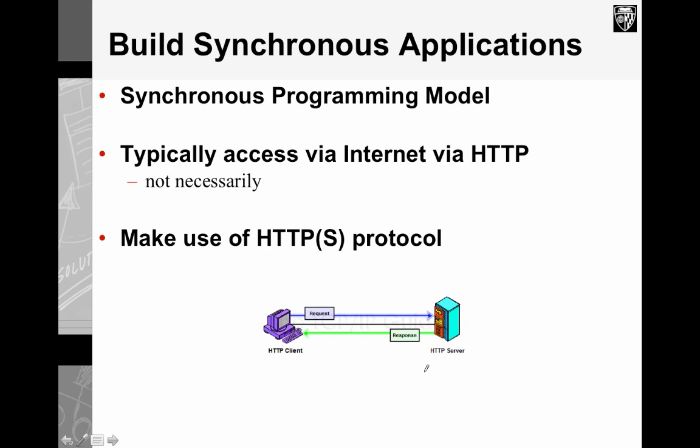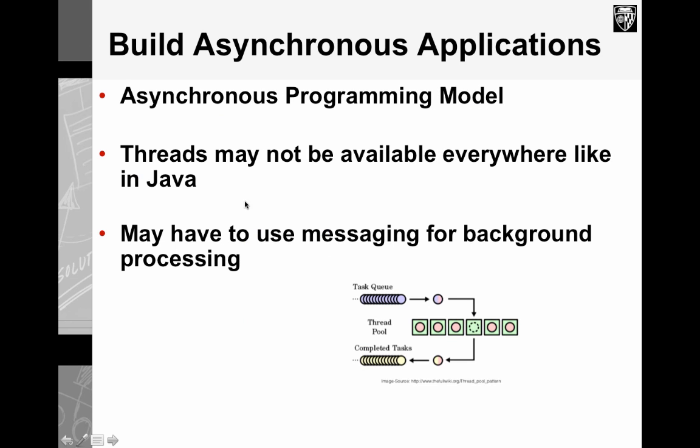You should be able to build asynchronous or synchronous applications. Let's talk about synchronous applications first. In a synchronous programming model, client sends a request to the server, the server processes the request and sends a response back. It's typically done over HTTP. Your application server should be able to allow you to build an application that supports the HTTPS protocol to build synchronous applications, which is very popular, which is almost everybody does that nowadays.